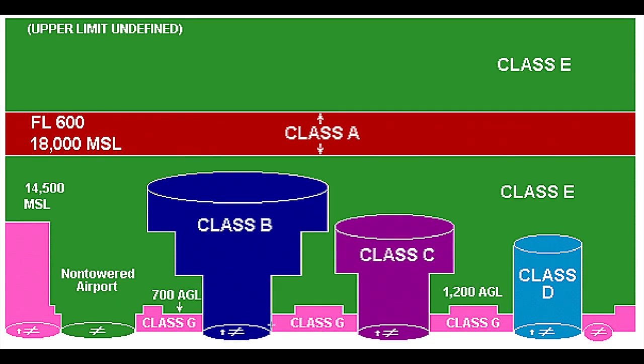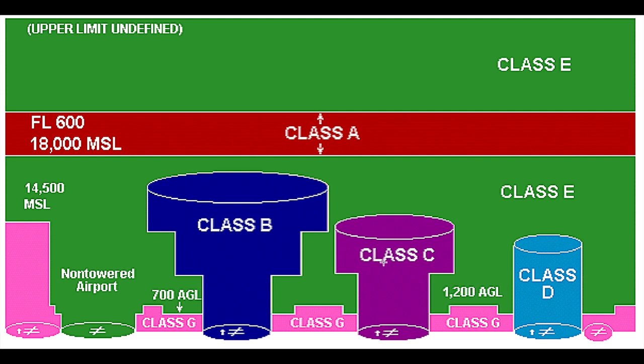And if you notice on this picture, we call it the upside down wedding cake philosophy. So this airspace is like an upside down wedding cake. You can fly beneath Class B airspace, but just not in it. So again, as we go forward and look at the charts, just remember this upside down wedding cake.